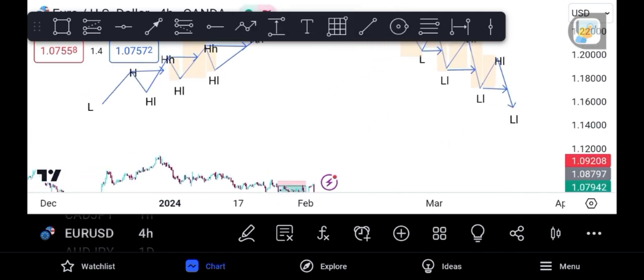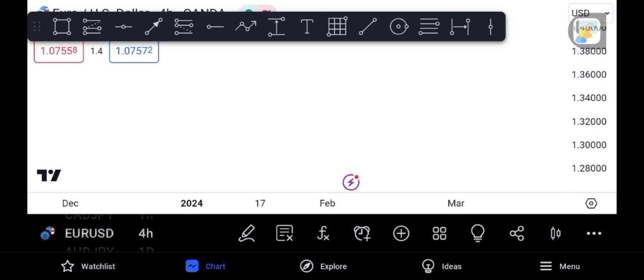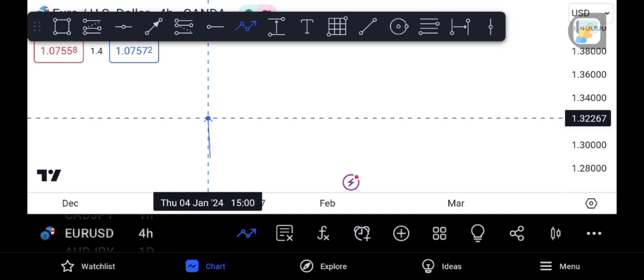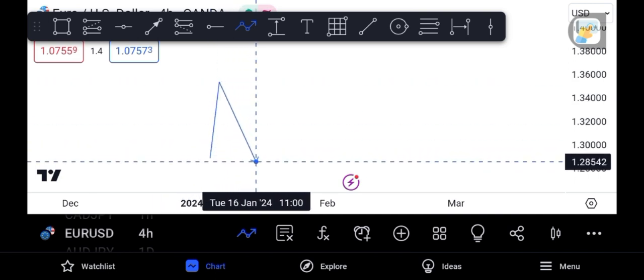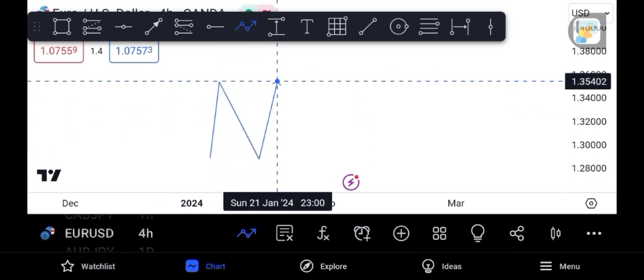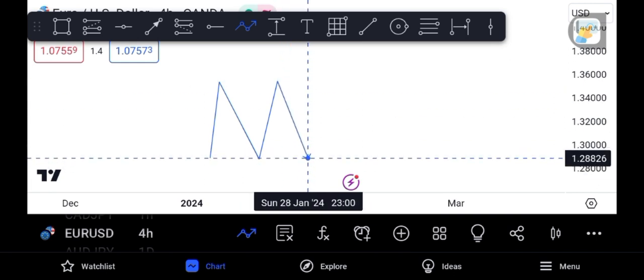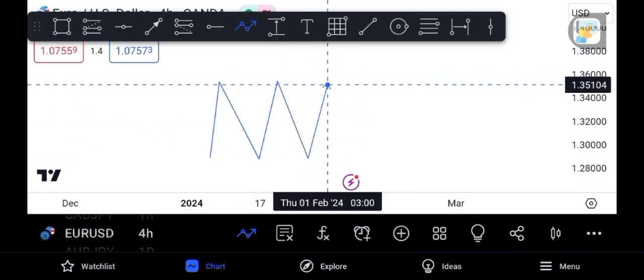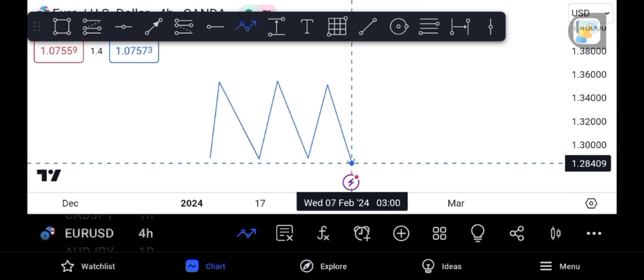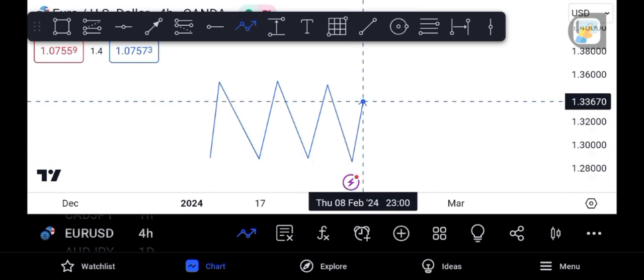Then the third market is the consolidation market. This is where we don't have a clear direction, either moving upward or moving downward. It will just be moving in a zone. When you see a market moving like this, with no break of structure, nothing, it just consolidates, moving in a sideways movement.